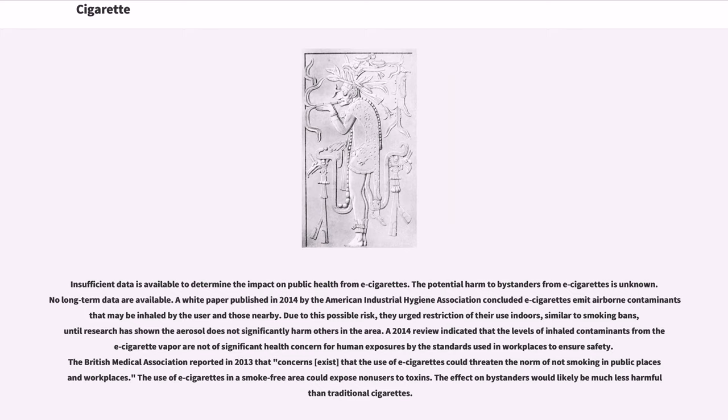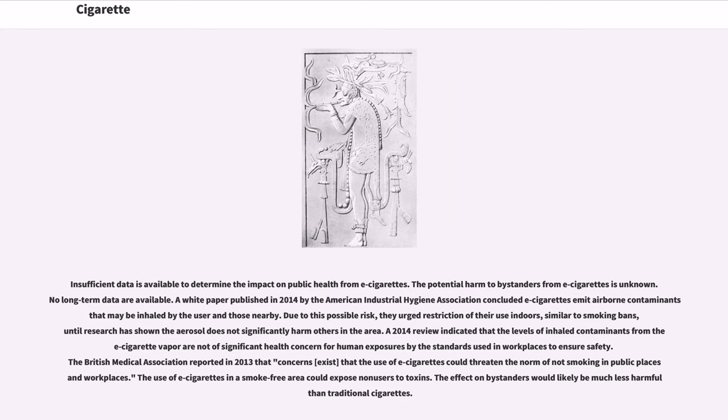A white paper published in 2014 by the American Industrial Hygiene Association concluded e-cigarettes emit airborne contaminants that may be inhaled by the user and those nearby. Due to this possible risk, they urged restriction of their use indoors, similar to smoking bans, until research has shown the aerosol does not significantly harm others in the area. A 2014 review indicated that the levels of inhaled contaminants from these cigarette vapor are not of significant health concern for human exposures by the standards used in workplaces to ensure safety.